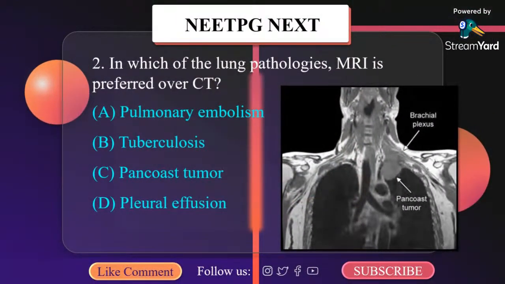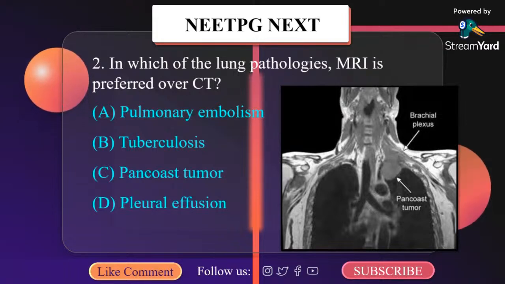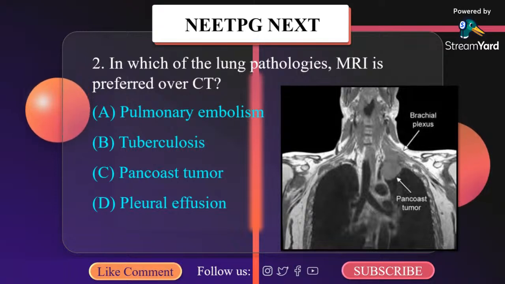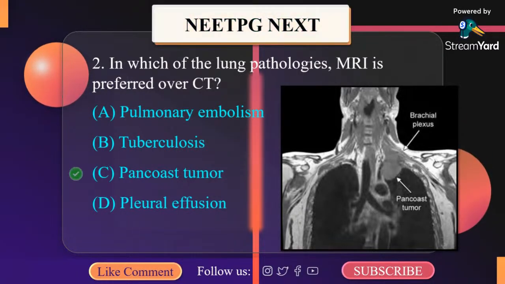In which of the lung pathology is MRI preferred over CT? A. Pulmonary embolism, B. Tuberculosis, C. Pancreas tumor, D. Pleural effusion. Well, MRI is preferred in case of Pancreas tumor, so the correct answer here is C. Pancreas tumor.